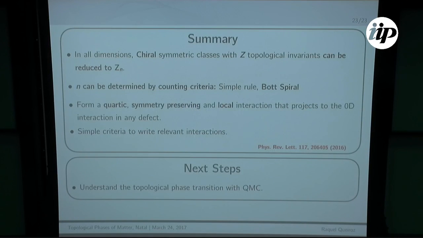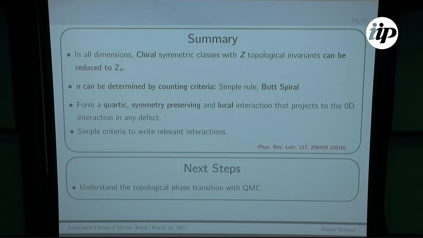So this brings me to my conclusions. What we have is that in all dimensions, if we guarantee that we have chiral symmetry, all the topological phases classified by a Z topological invariant are going to be reduced to Zn. And this means that all the odd-dimensional phases are going to reduce in this very simple pattern. And in all even dimensions, we need to introduce an extra Z2 symmetry in our system.